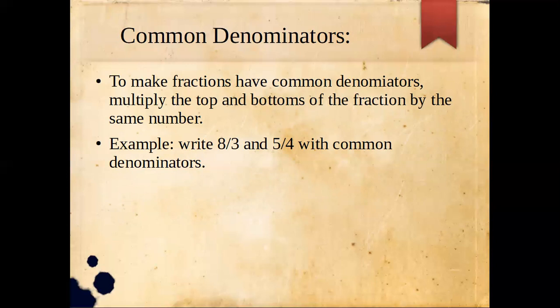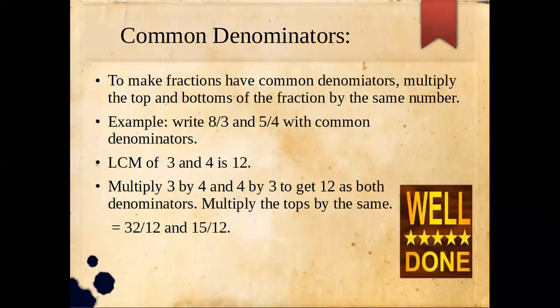Alright, so what you do is find the lowest common multiple of the two numbers, the two denominators. The lowest common multiple of 3 and 4 is 12. Okay, so that's the lowest common number they have. If you don't know what the LCM is, go look at the video on that. To get 3 to 12, we multiply by 4. To get 4 to 12, we multiply by 3.